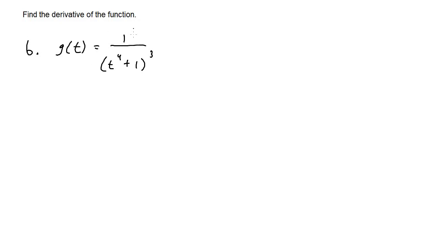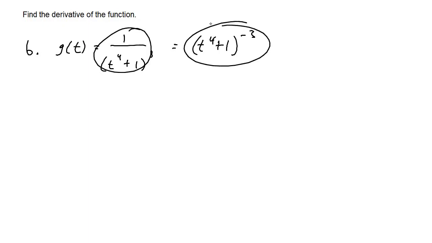So the first thing I would do here is you could use the quotient rule, because you have one divided by another function. But really what I'm going to do is go ahead and bring this entire function to the numerator and make that exponent negative. So I'll rewrite it as t to the 4th plus 1, the entire thing to the negative 3rd power, because these two are the exact same.